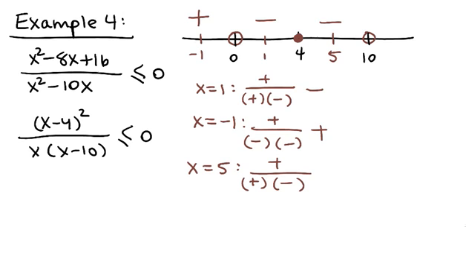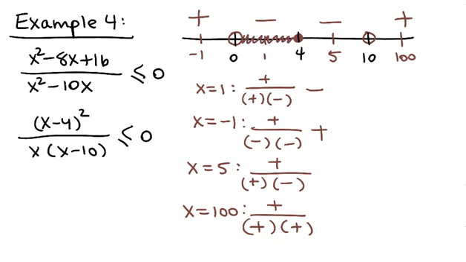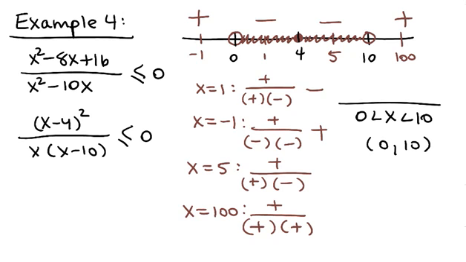And then I'm going to choose something bigger than 10, like 100. So x equals 100, I'll have positive over positive times positive, so it'll all be positive. My solution region in this case is going to be all of these, including the 4, and all the way up to 10. So it's just going to be 0 is less than x is less than 10, or x is between 0 and 10. It's an interval if you like. And that's why you really want to be careful about just plugging in one value and then alternating.